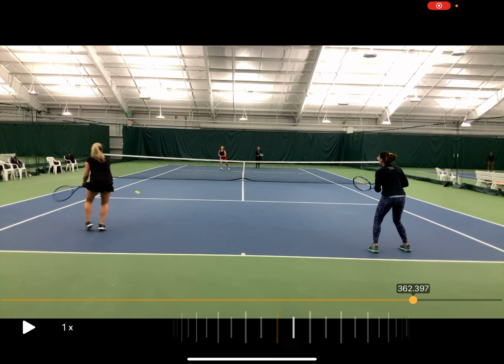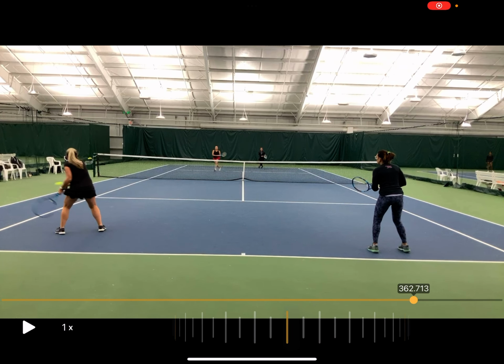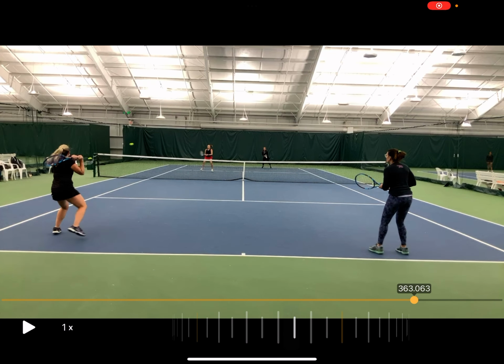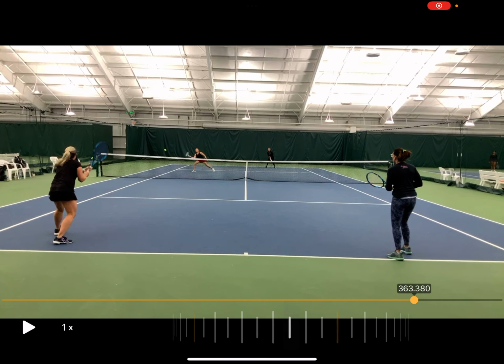So here we go. Gail's playing offense behind a pretty good drive. Andrea's inside the baseline. Don't see a lob coming. Sure enough, she hits that drive. And the only question is, is Gail up there enough to make a play on this?